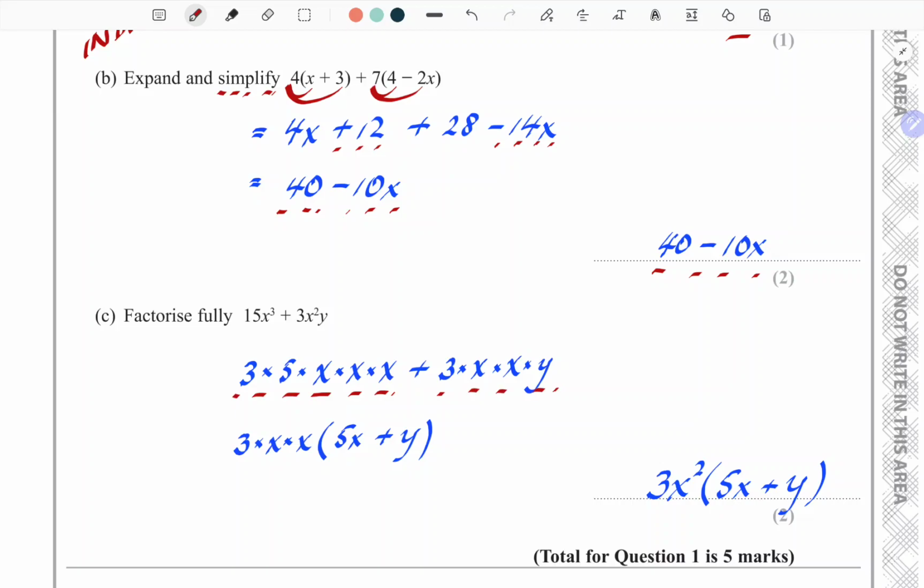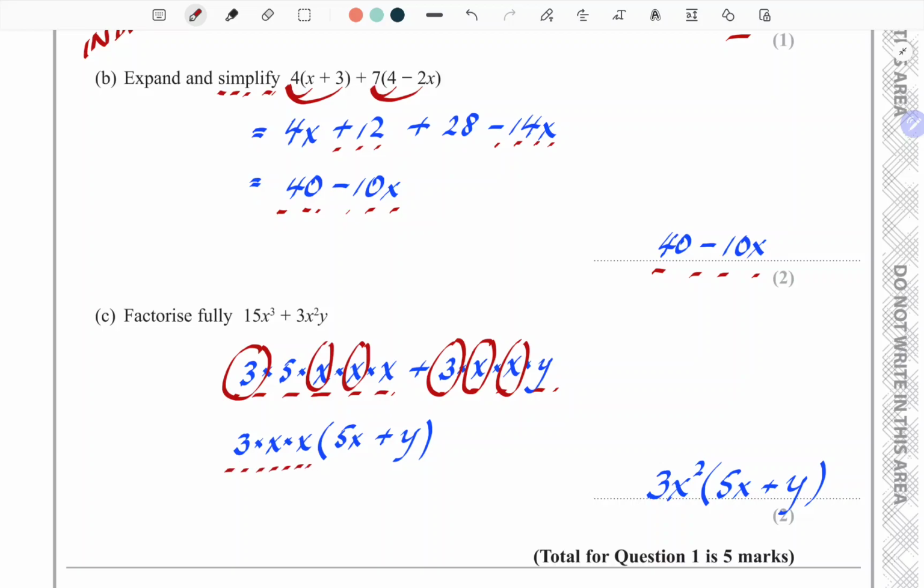3 times x squared times y is 3 times x times x times y, etc. All right. Now from here, we want to pick out the things that are common to both terms. So you've got a 3 in each of them. Then you've got 2 lots of x's. So for example, that one there, and there, and there. So those are the only ones that are actually common to both. So take those out.